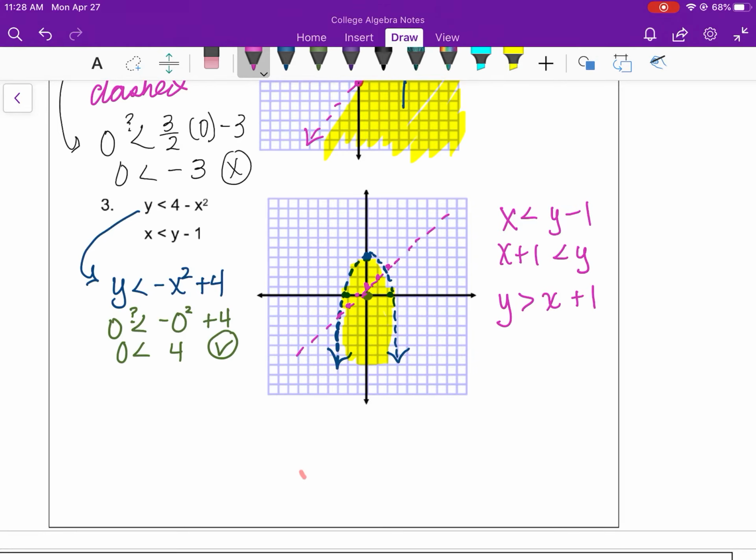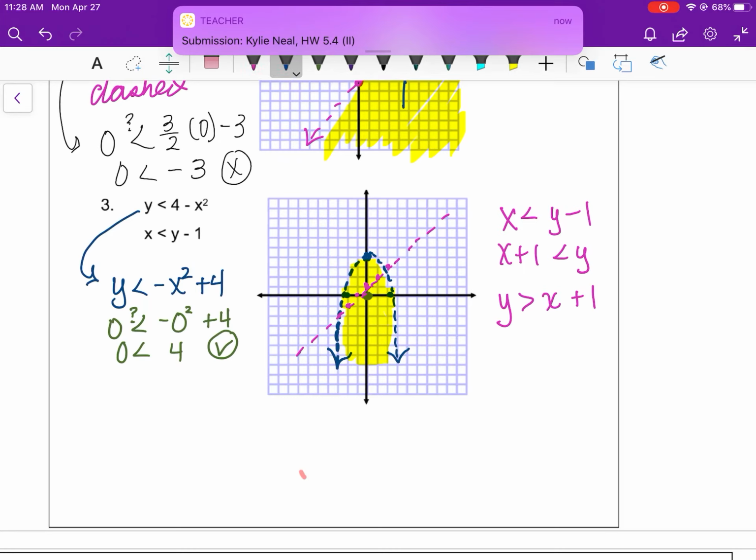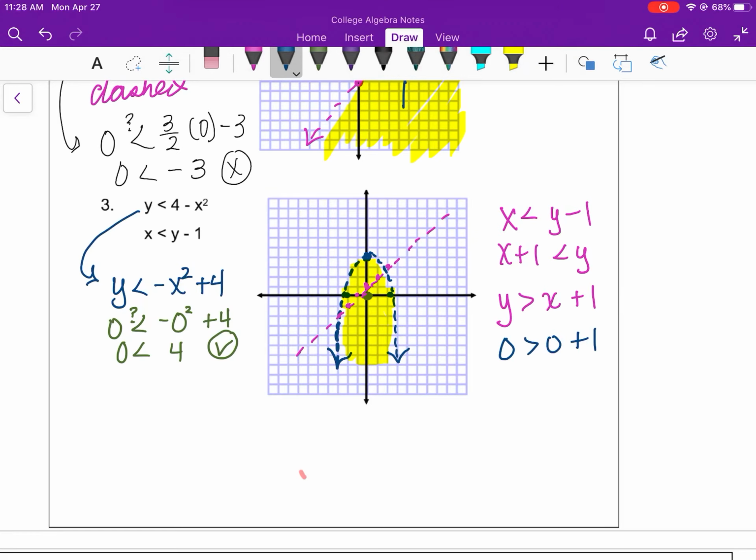Then I have to decide, am I shading above or below this line? So if I go with (0, 0) again as my test point, is 0 greater than 0 plus 1? Is 0 greater than 1? So I'm testing this out, and no, it's not. 0 is not bigger than 1. So (0, 0) is underneath the line, so I'm going to be shading above the line.